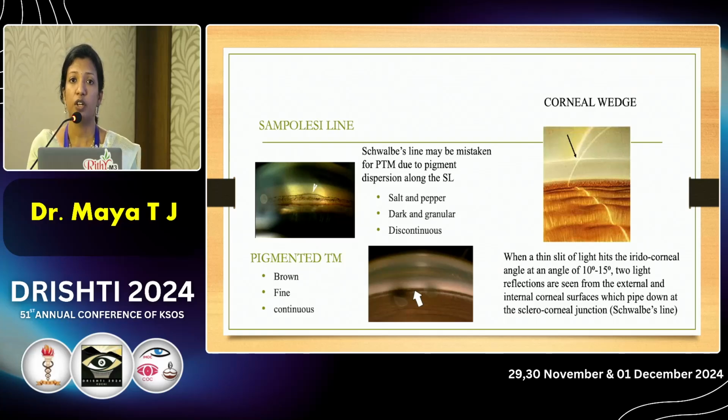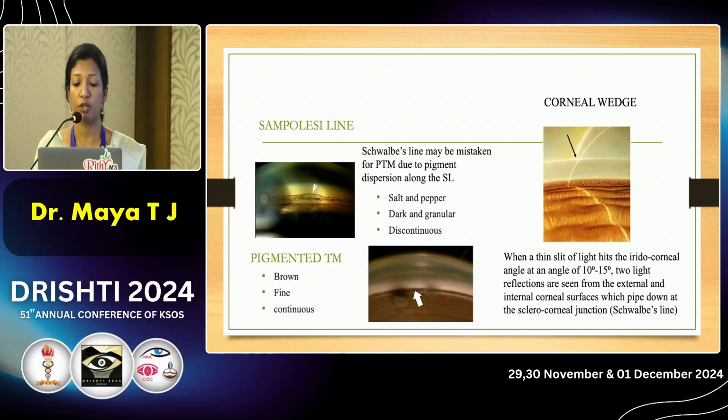We can identify the Schwalbe's line with the method of corneal wedge. When a thin slit of light hits the iridocorneal angle at an angle of 10 to 15 degrees, two light reflections are seen from the external and the internal corneal surfaces, which converge at the corneoscleral junction.